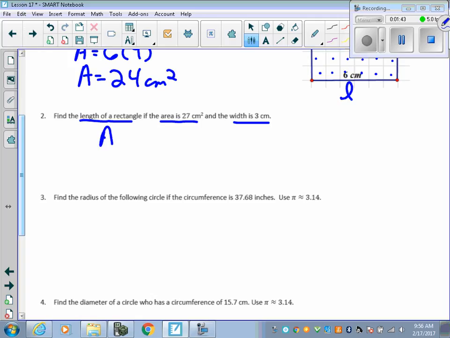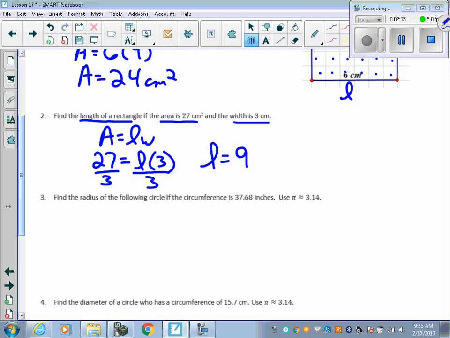So area equals length times width. The area we know is now 27 equals length we don't know, so I'll just leave L as our variable. And the width is 3. So now we've got to solve for L. Well, this is a simple one-step equation that we've done a lot of. You divide both sides by 3, and you get L equals 9. And this would just be 9 centimeters, okay?